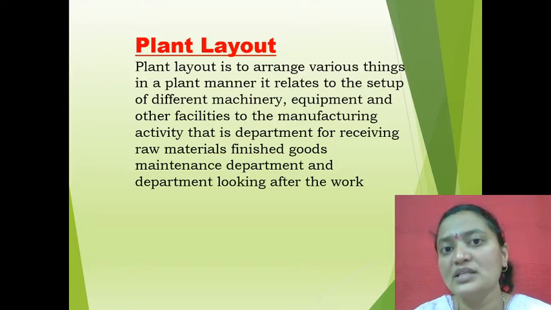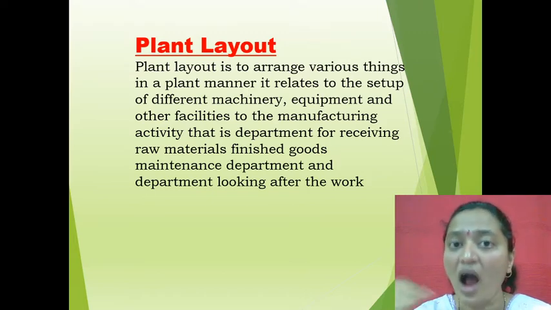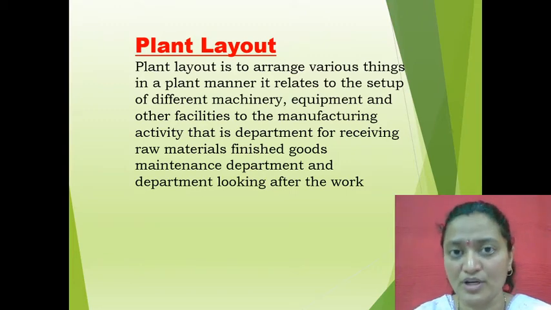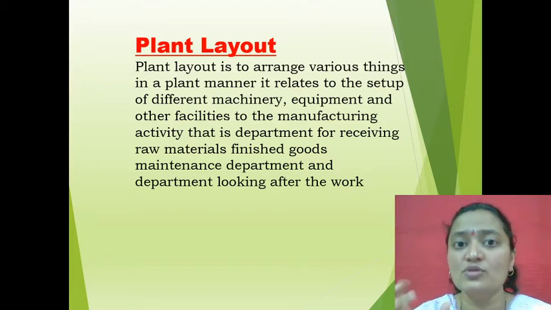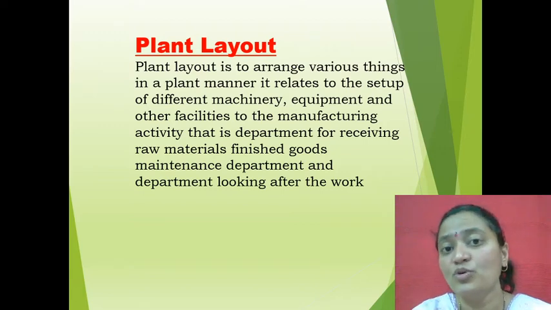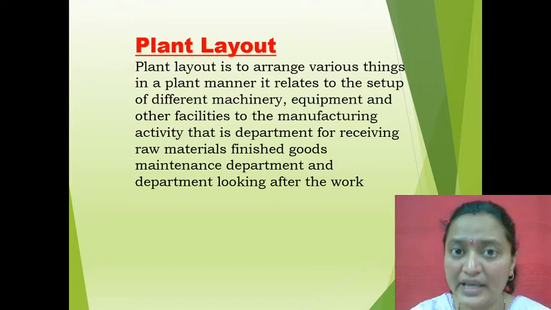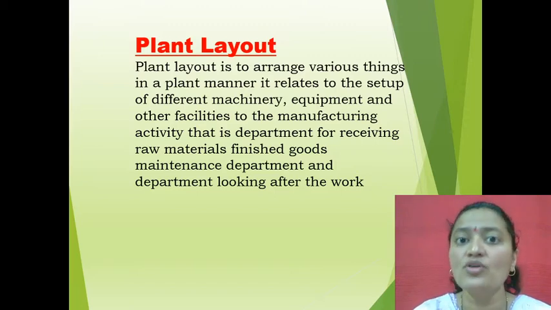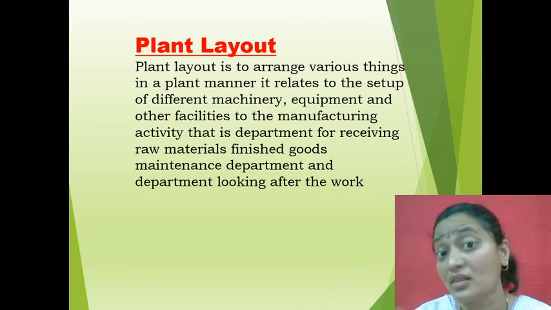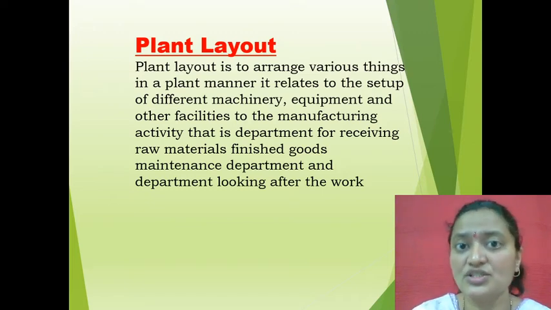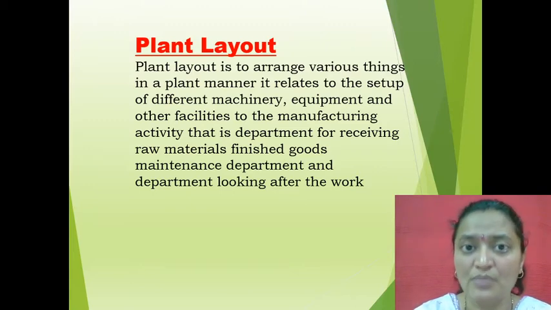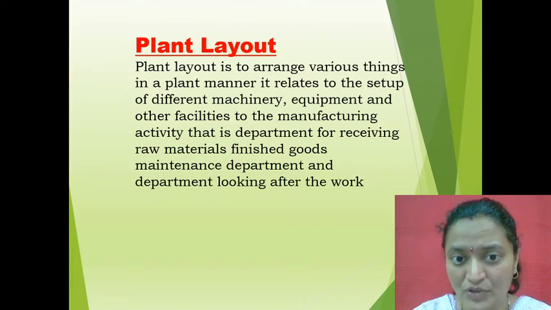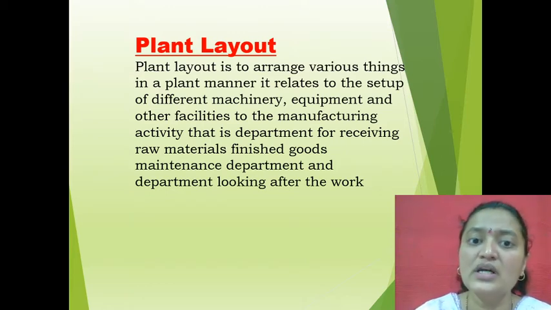I have given you the example of machinery, equipment and other facilities. Whichever machines and equipment are required to manufacture that particular product, we need to join them or properly set them up. Suppose the parts are located in different areas or different locations. We need to combine all that and arrange it in a proper manner. It can be the machines, equipment, or other infrastructural facilities which are required, maybe for the employees or workers, so for that proper arrangement has to be done. Then there is the department for receiving raw materials and finished goods.